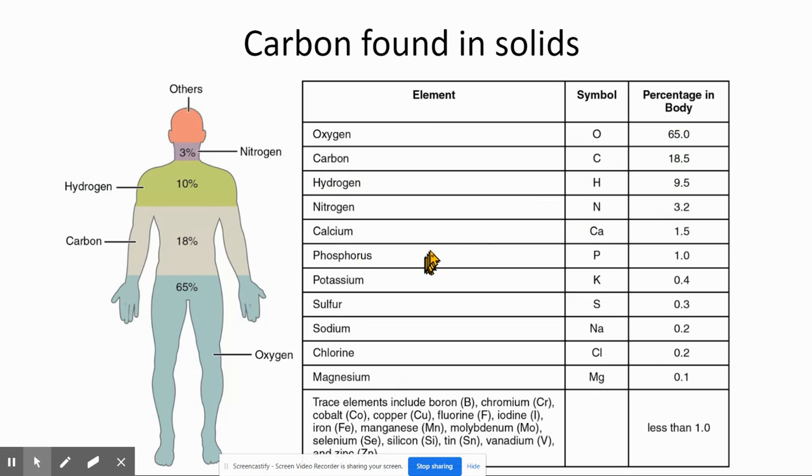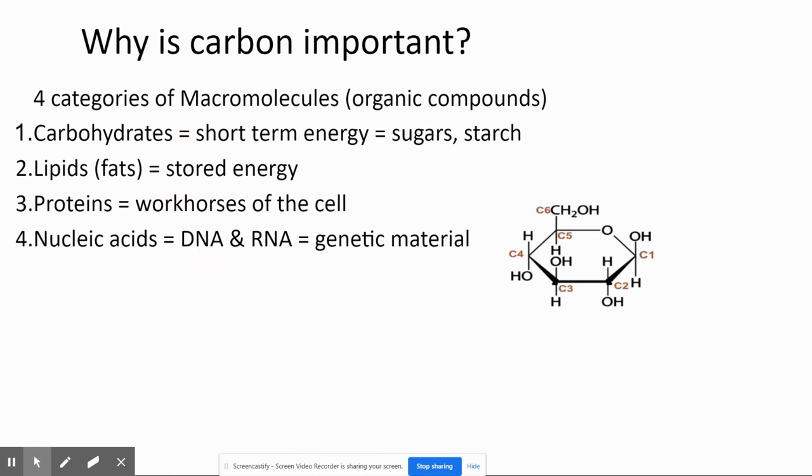So we are also made up of 18.5% carbon right here. We are organic, we are carbon-based beings. So most of our molecules have a carbon backbone. And so these are the 4 categories of macromolecules. Again, we're going to have a unit on this, so I'm not going to cover this a lot here. But these are organic compounds, which means they all have carbon and hydrogen in them, right?